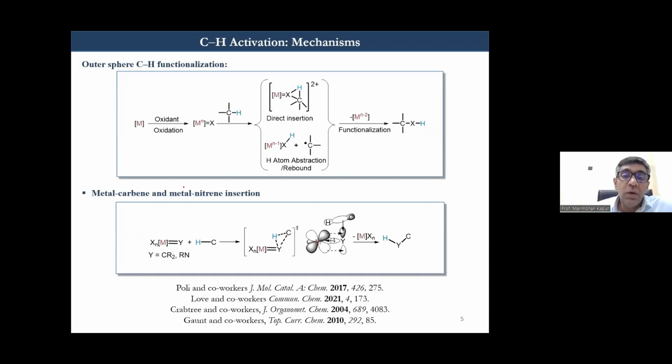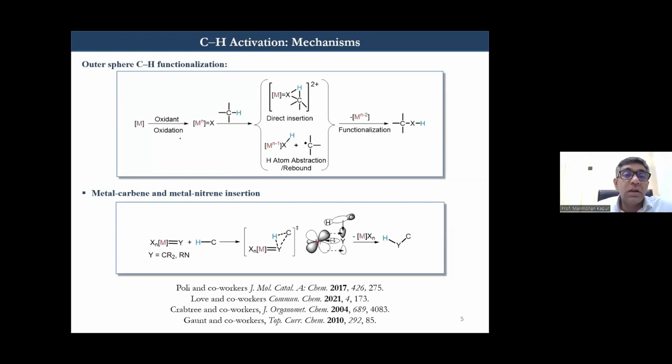Before we actually move on to the approaches for C-H activation, there are certain mechanisms that we should look at. Essentially, there are two major types of mechanisms in C-H functionalization. One is the outer sphere C-H functionalization, the other is inner sphere C-H functionalization. One set of chemists believe that the outer sphere C-H functionalizations are not truly C-H activation. In a way, this is kind of true because you do not have the formation of any organometallic species, or there is absolutely no insertion into the C-H bond that is being functionalized.